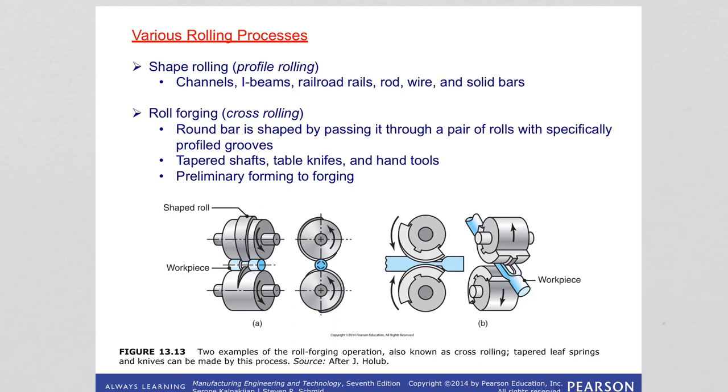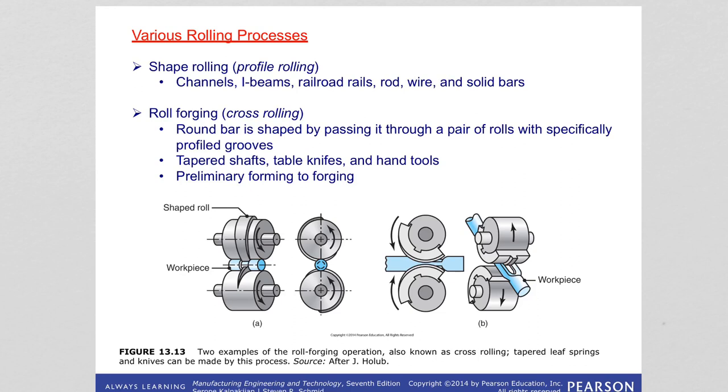Roll forging or cross rolling. We haven't seen forging, but think about hammering, okay? So you are doing rolling and hammering at the same time. The cross section of a round bar is shaped by passing it through a pair of rolls with specifically profiled grooves, like it is shown in the image.